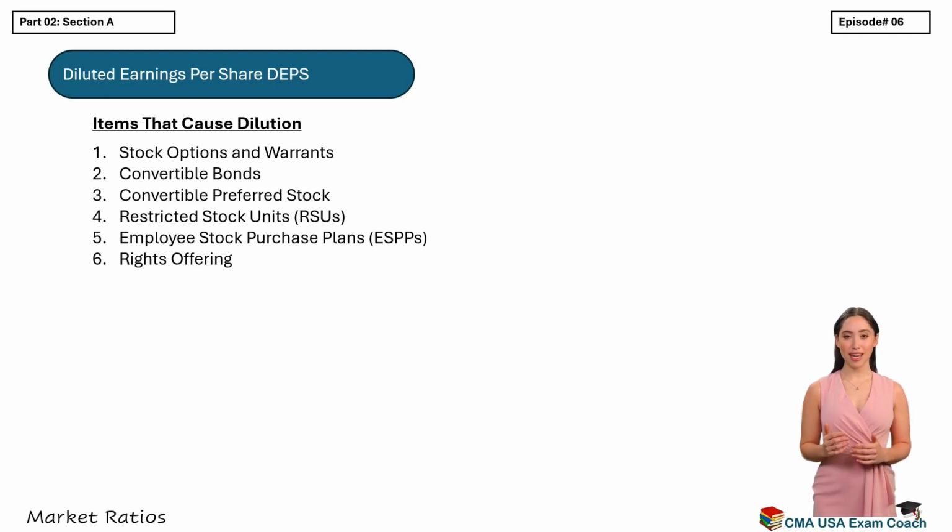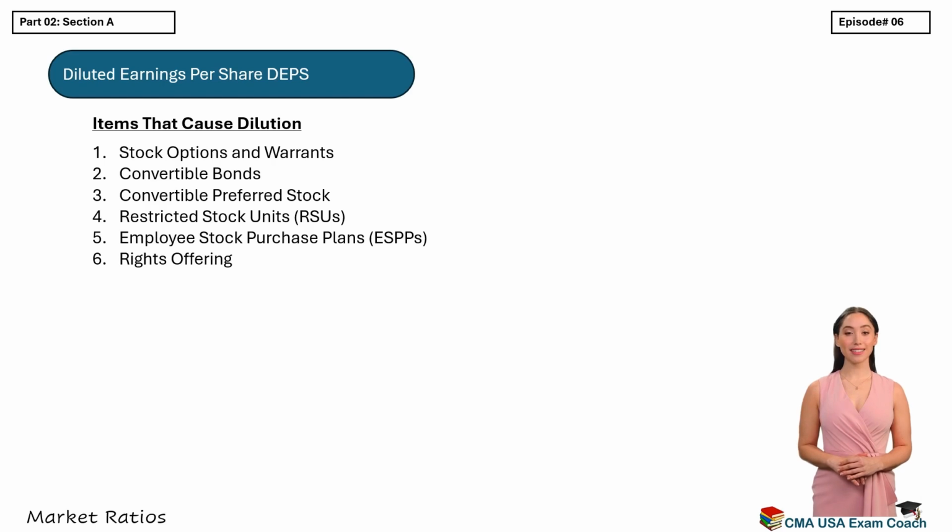Employee Stock Purchase Plans (ESPPs). ESPPs allow employees to buy company stock, typically at a discount. While not always dilutive by themselves, when employees exercise their rights to purchase the stock, new shares are often issued, leading to dilution. Rights offering. In a rights offering, a company offers existing shareholders the right to purchase additional shares at a discounted price. If shareholders exercise these rights, new shares are issued, which could dilute the earnings per share of existing shareholders.